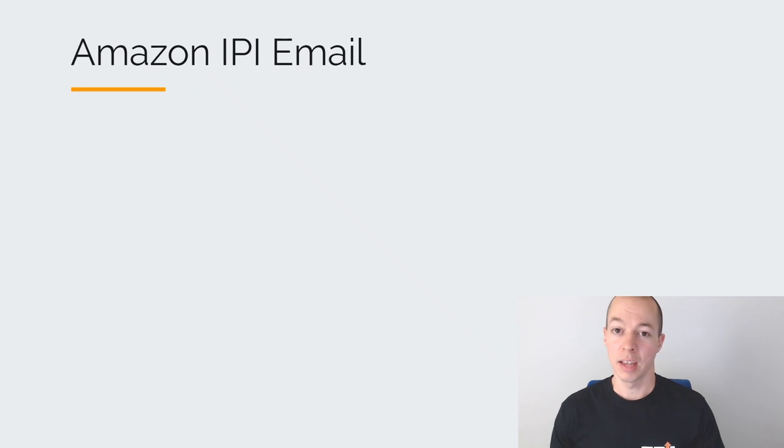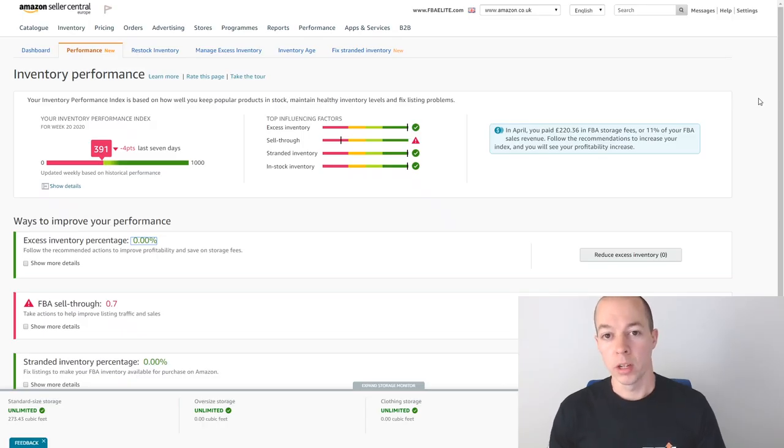Well, the first thing that happened to me this week is I received an Amazon IPI announcement email because they are making some changes to the IPI. Now, if you remember back to one of my videos from a couple of weeks ago, I mentioned that I was concerned about my IPI dropping due to the fact that my sales had slowed up so much.